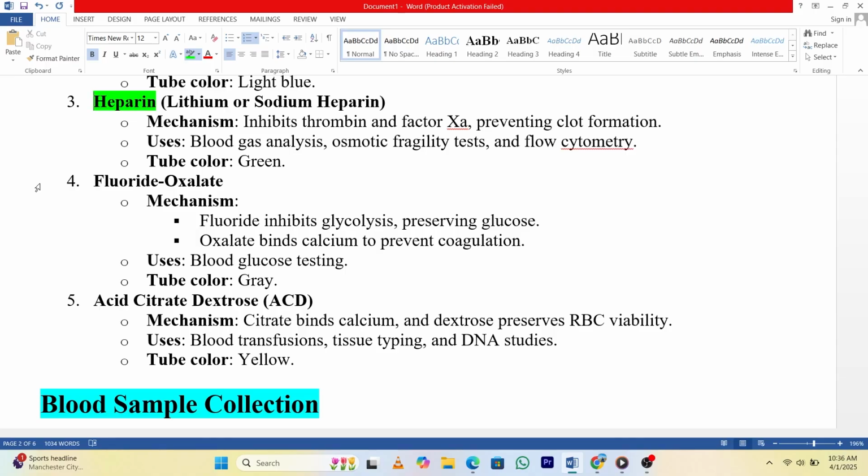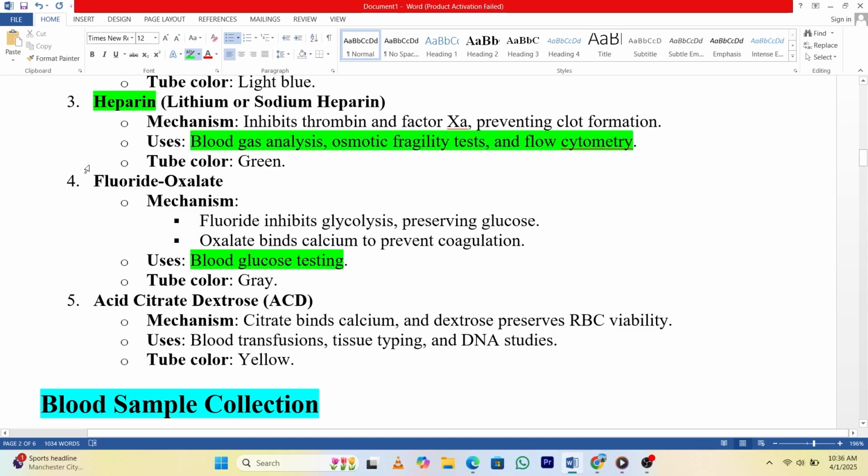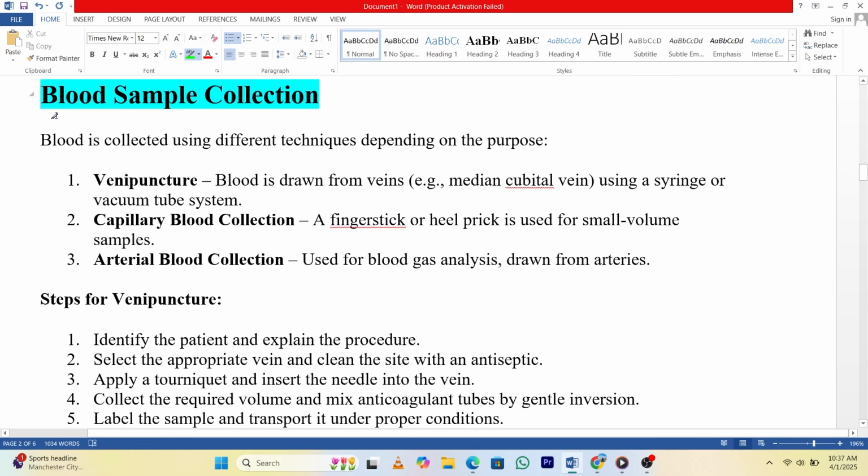Tube color: green. 4. Fluoride oxalate. Mechanism: fluoride inhibits glycolysis, preserving glucose. Oxalate binds calcium to prevent coagulation. Uses: blood glucose testing. Tube color: gray. 5. Acid citrate dextrose, ACD. Mechanism: citrate binds calcium, and dextrose preserves RBC viability. Uses: blood transfusions, tissue typing, and DNA studies. Tube color: yellow.